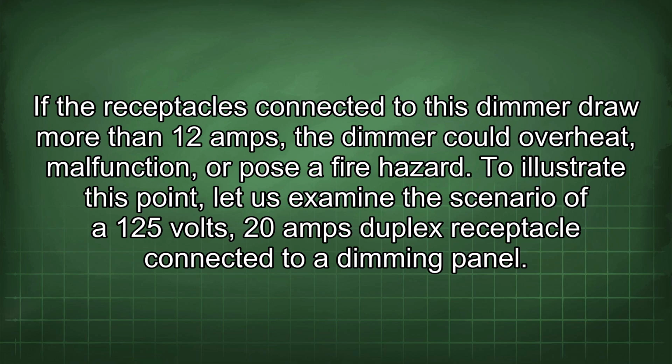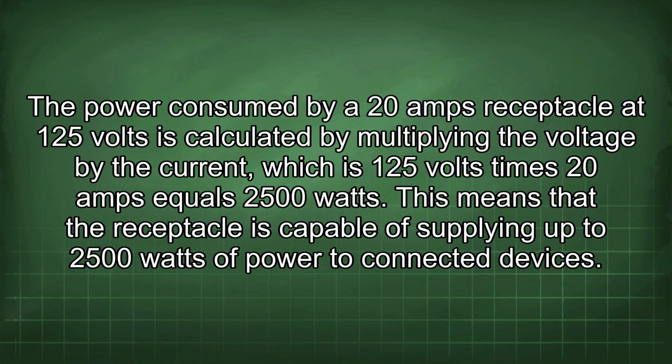To illustrate this point, let us examine the scenario of a 125 volt, 20 amp duplex receptacle connected to a dimmer. The power consumed by a 20 amp receptacle at 125 volts is calculated by multiplying the voltage by the current, which is 125 volts times 20 amps equals 2500 watts. This means that the receptacle is capable of supplying up to 2500 watts of power to connected devices.